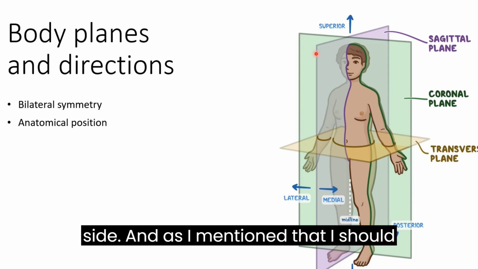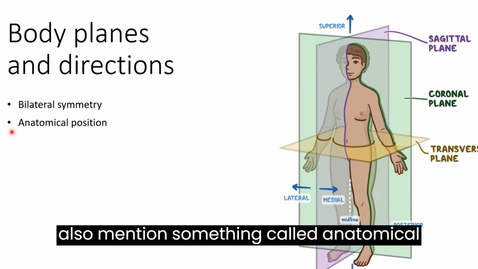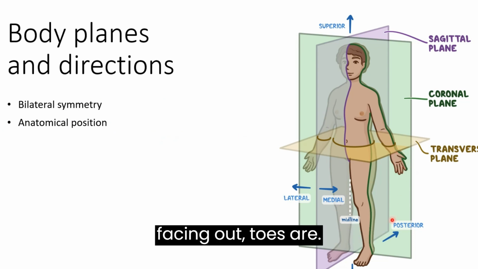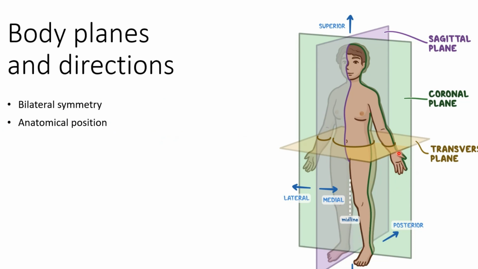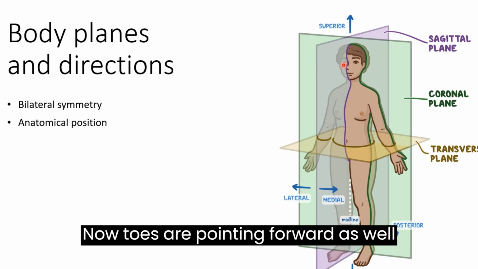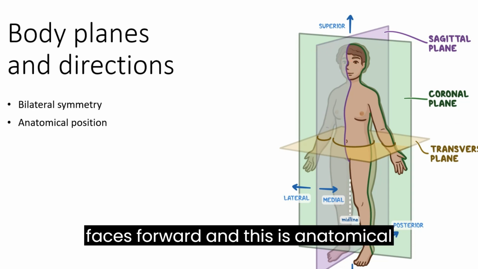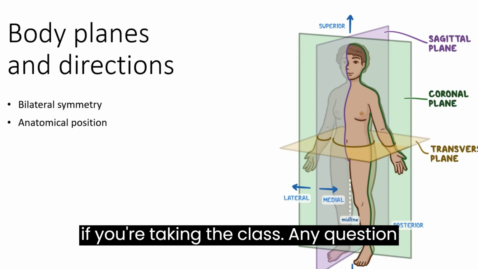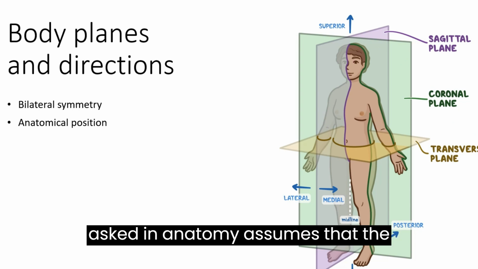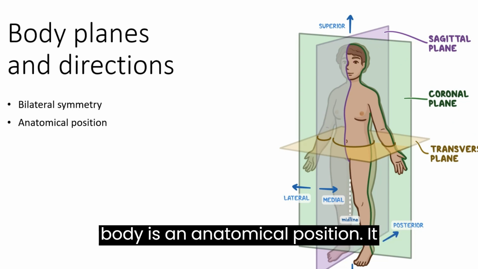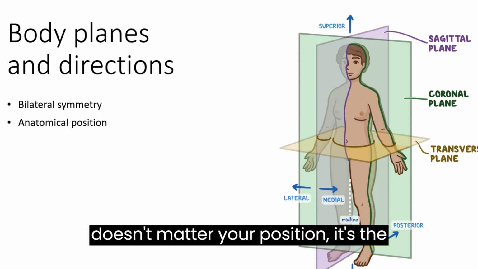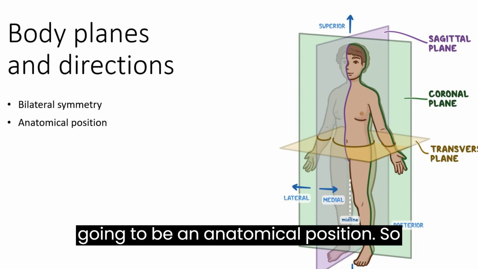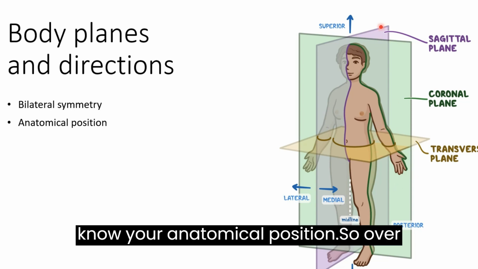Now, when you look at that, the sagittal plane divides the right side from the left side. And as I mentioned that, I should also mention something called anatomical position. If you notice, the palms are facing out, toes are pointing forward as well, face is forward, and this is anatomical position. I want you to write this down if you're taking the class. Any question asked in anatomy assumes that the body is in anatomical position. It doesn't matter your position, it's the body that you're looking at, and it's going to be in anatomical position. So know your anatomical position.